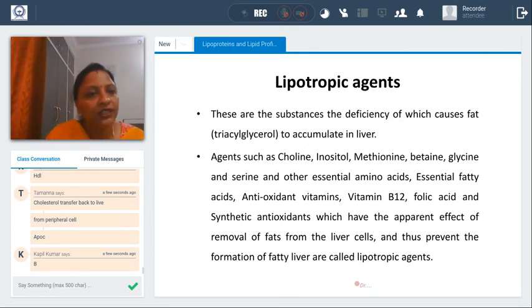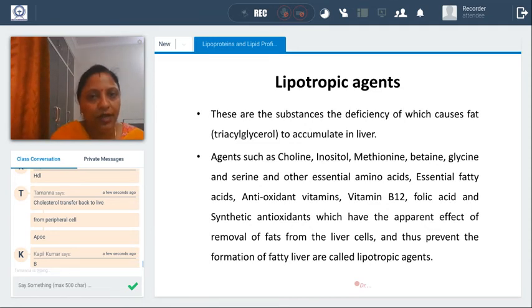So, what is the definition of lipotropic agent? Please write in the box. What is the definition of lipotropic agents? What is a lipotropic agent? The agent which prevents the formation of fatty liver.